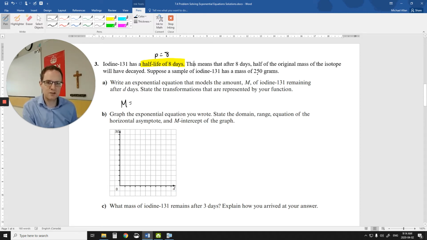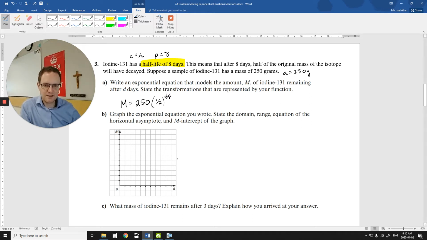Suppose we have an initial amount, so this is going to be my A value. It's 250. You can put units there if you want. So my equation is going to be 250, and because it's a half-life, my C is going to be half, raised to the power of d over 8. So there's what my equation would look like.